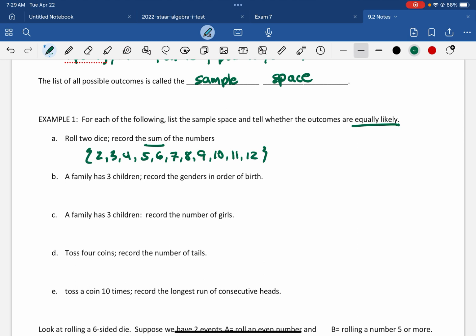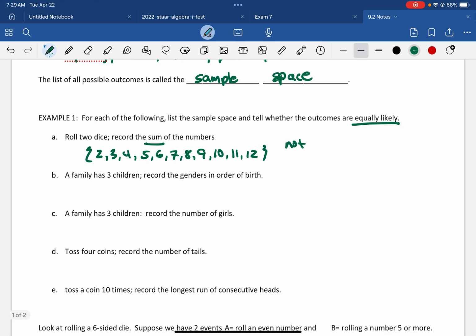Okay, and they are not equally likely. And the reason is because they don't have the same chance of happening. Rolling 2 ones is the only way to roll a sum of 2. But there's multiple ways to roll a sum of 5. You can roll a 2 and a 3, a 4 and a 1. So they're not equally likely. Okay. Look at the next one.